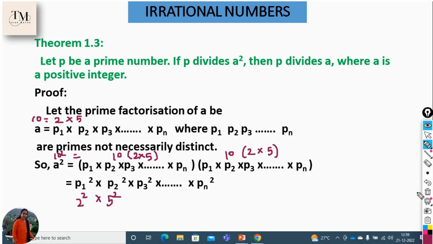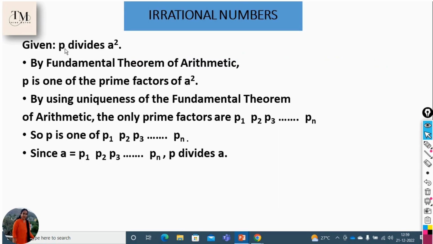Okay children, given that p divides a square. By the fundamental theorem of arithmetic, p is one of the prime factors of a square. If p divides a square and you factorize a square, this p appears there, right? We took a square as 10 square, which is nothing but 2 square into 5 square.